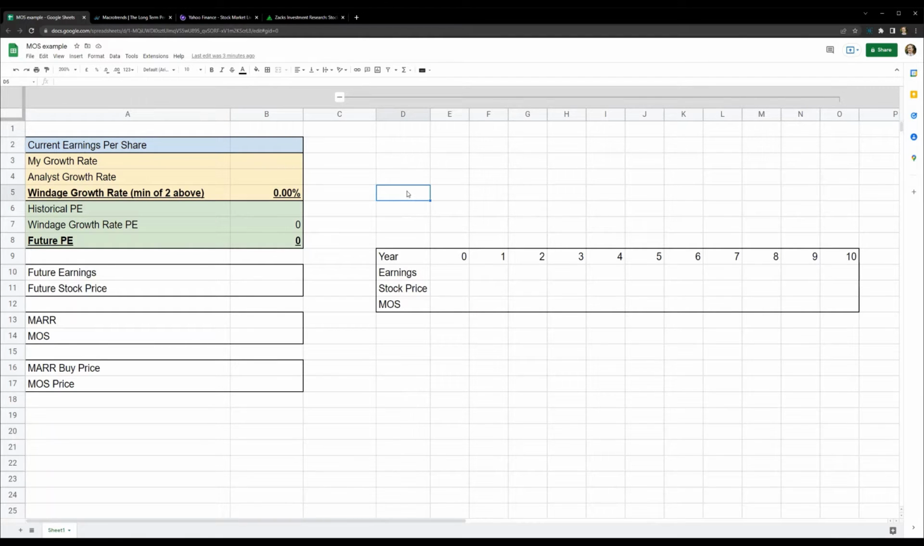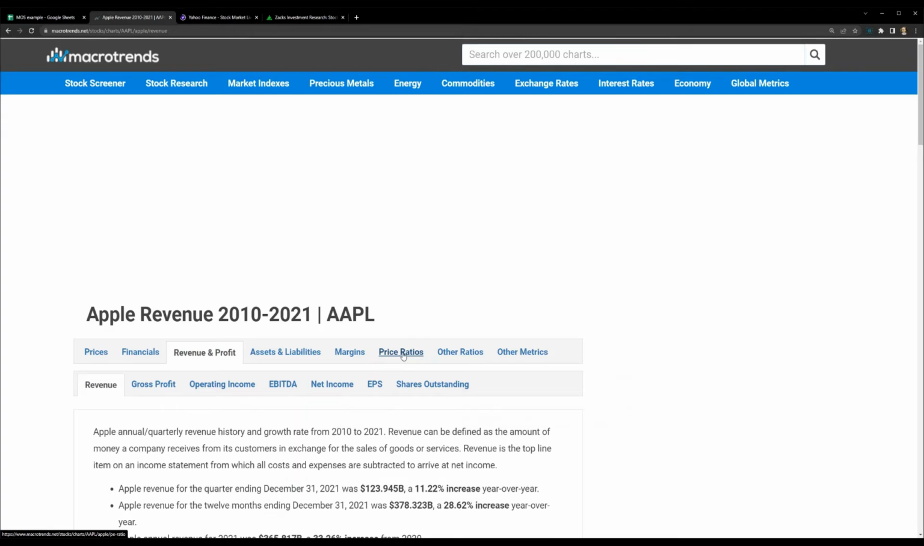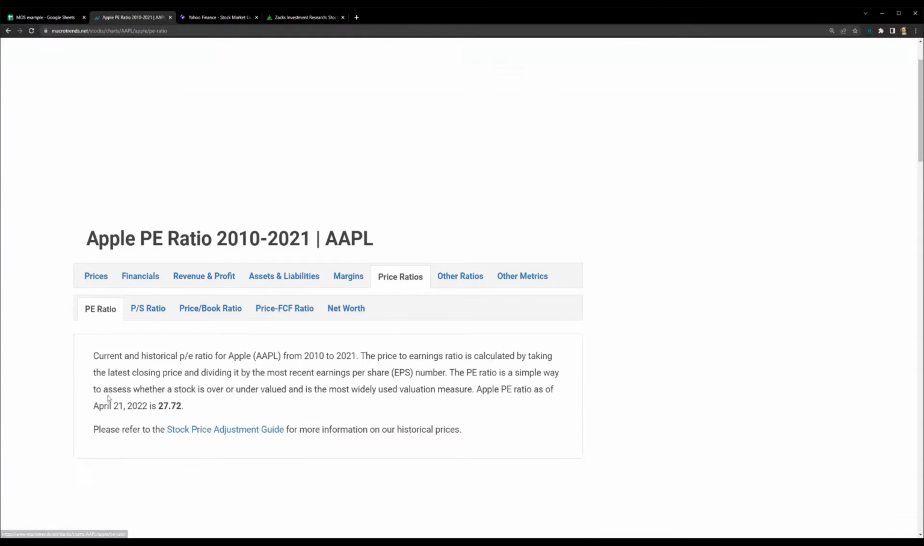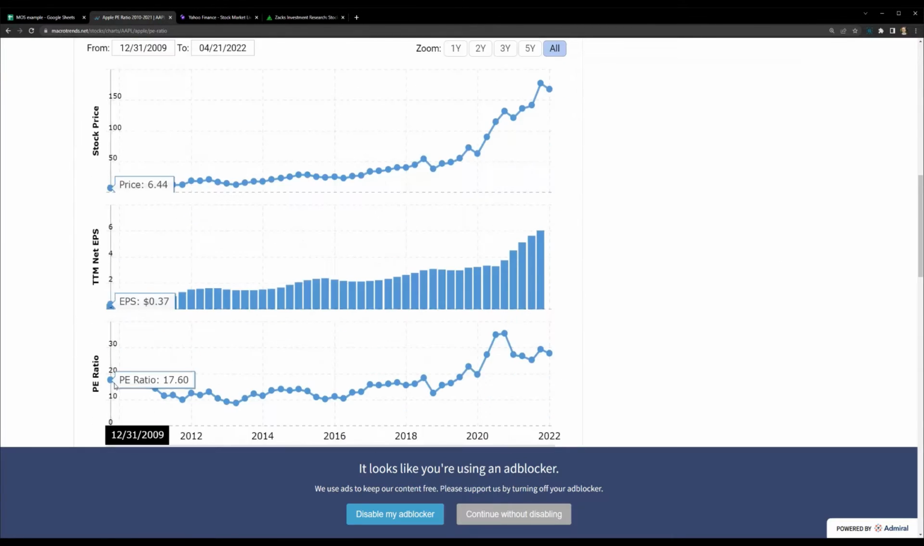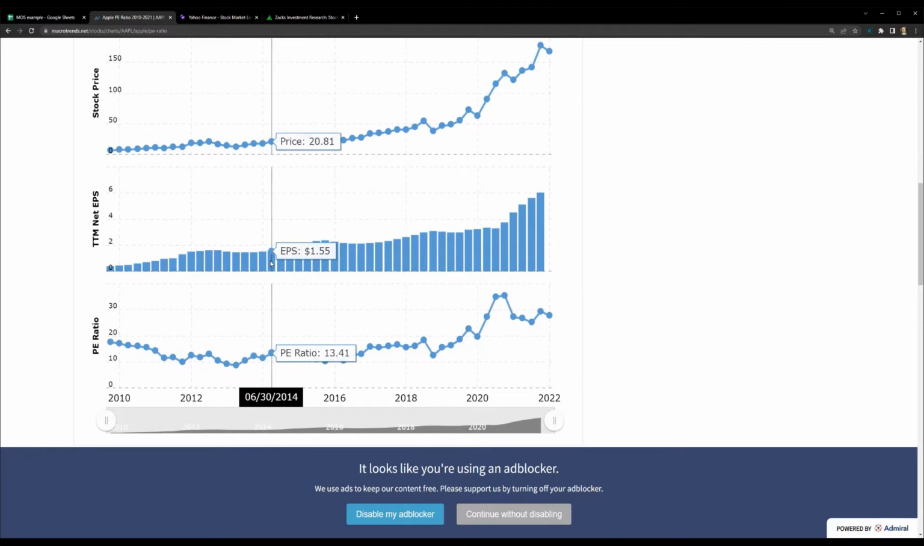You can get it from multiple sources. One that I like to use is a site called Macro Trends. So you pop in the ticker, go to price ratios, and the first one it takes you to is the PE ratio. Then scroll down, and this middle graph shows us the trailing 12 months EPS over time, for the last 12 years. So we can see how volatile these EPS numbers are.